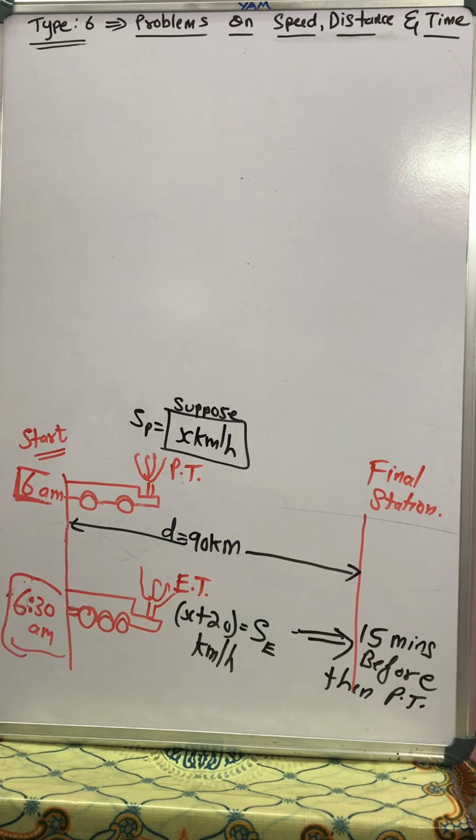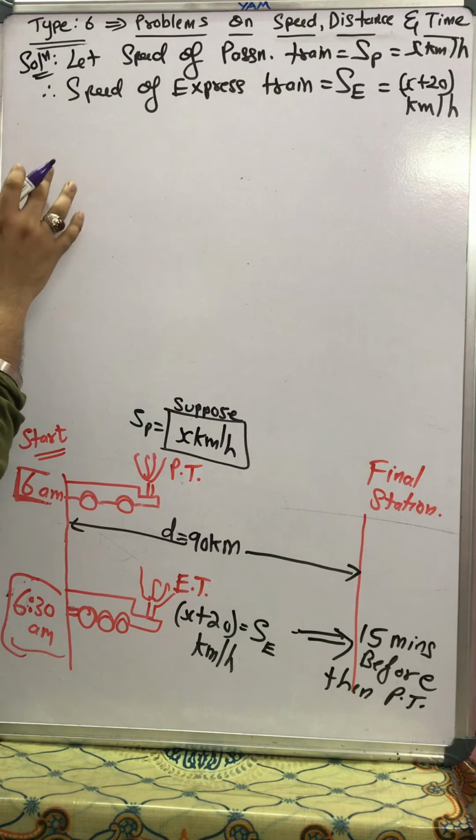Solution: let speed of passenger train is equal to S subscript P is equal to x kilometer per hour. Therefore, speed of express train is equal to S subscript E for express train is equal to, express train is 20 se fast hai, so x plus 20 kilometer per hour.